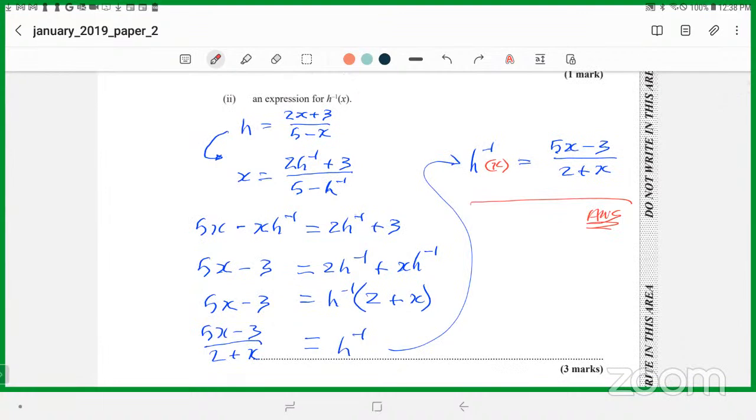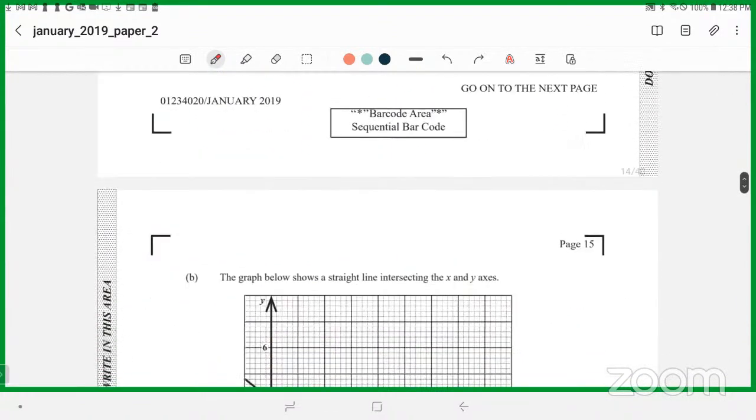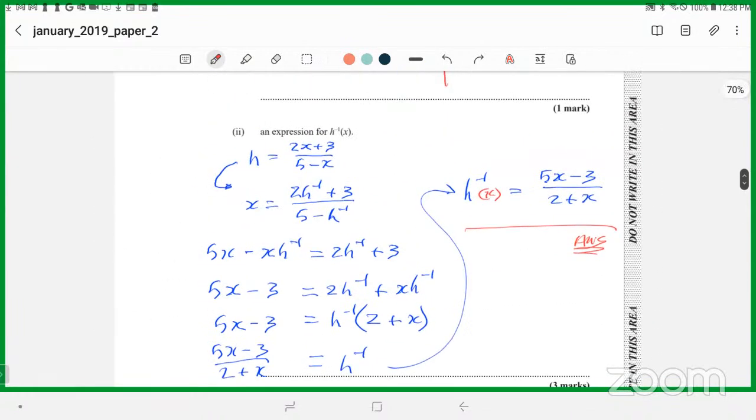Yes, sir. Is there anything else on this functions? Nope. That finishes that functions question on 2019.